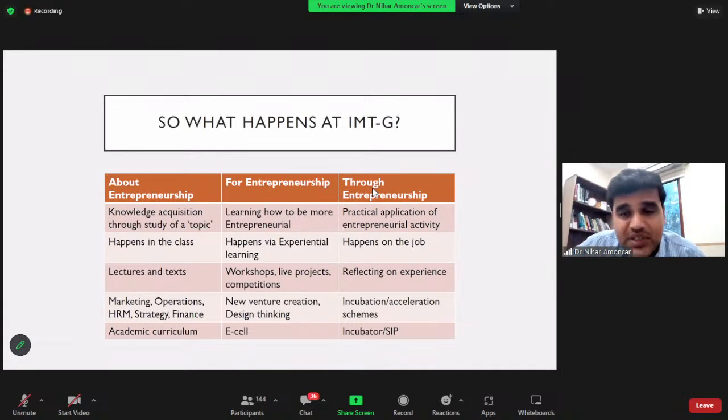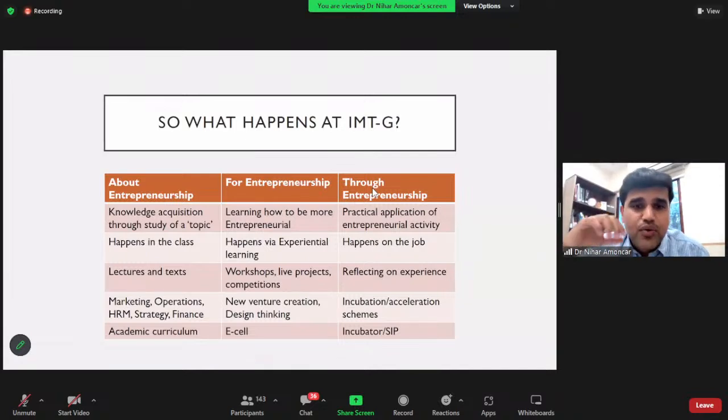So what happens at IMT Ghaziabad as far as entrepreneurship is concerned? See, entrepreneurship is taught in three types. Okay, first is about entrepreneurship, second is for entrepreneurship, and third is through entrepreneurship. So first is about entrepreneurship. You will have courses which will give you knowledge about a certain topic.